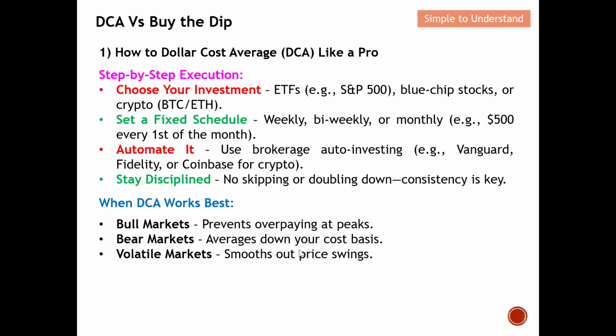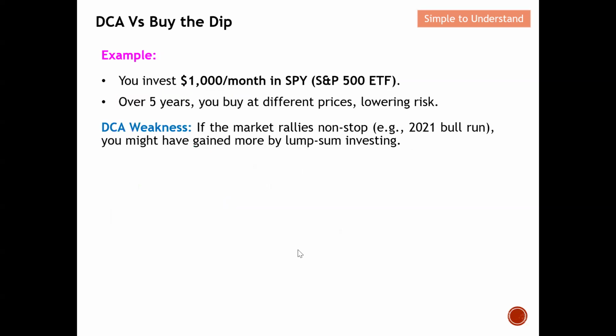So basically, this is under the DCA. Let me give you a simple example. For example, if we want to invest $1,000 per month into the S&P 500 SPY, over the 5 years you actually buy at all different prices, and this will definitely lower the risk. What will be the weakness of DCA?